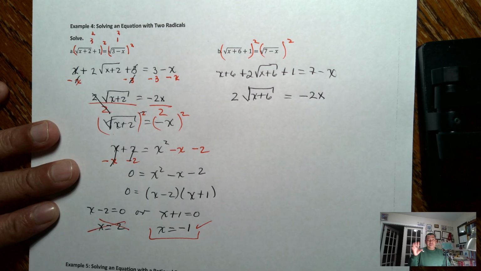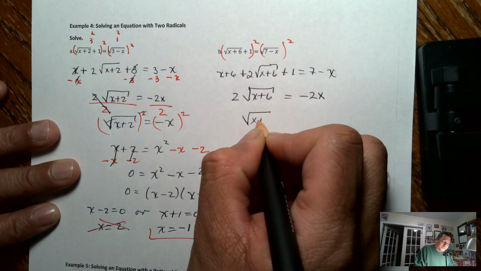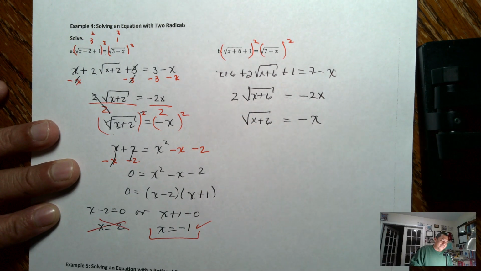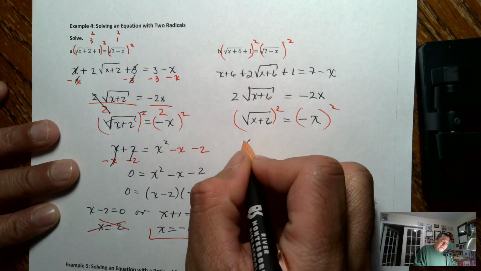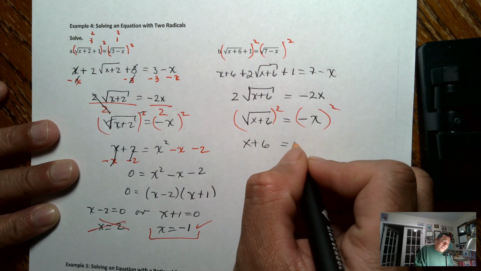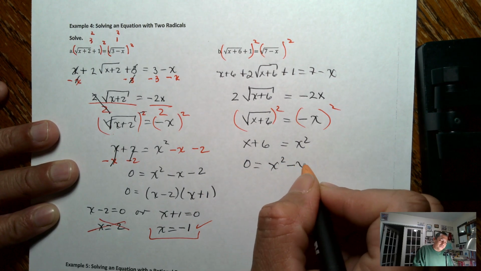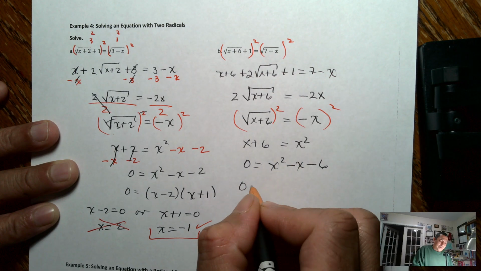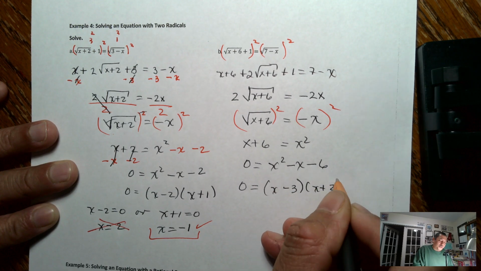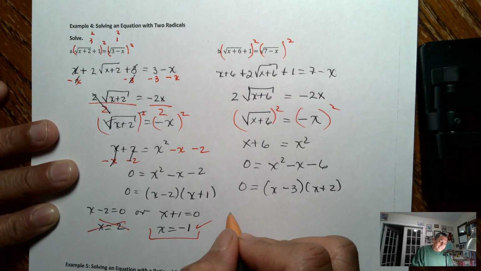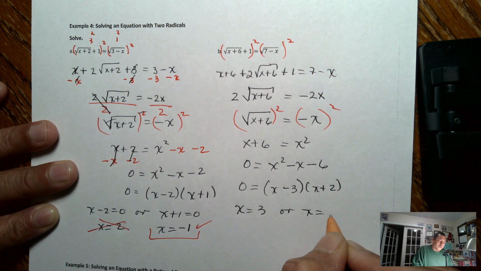Can you see the pattern that we're having with these equations? Then we divide by 2. So I have the square root of x plus 6 equals negative x. Elevate to the second power. So I have x plus 6 equals x squared. So I have that 0 is equal to x squared minus x minus 6. Factorizing, I have (x minus 3)(x plus 2). So in this case x equals 3 or x equals negative 2.